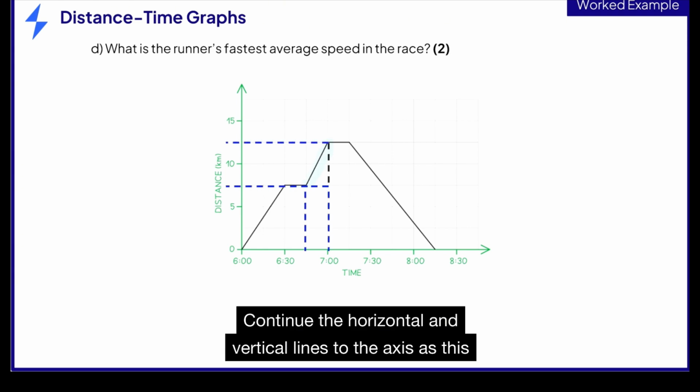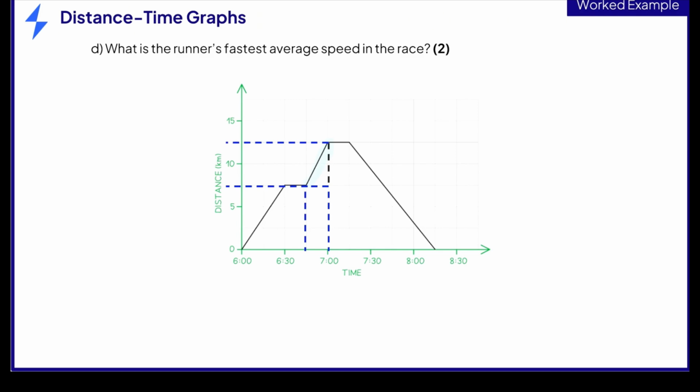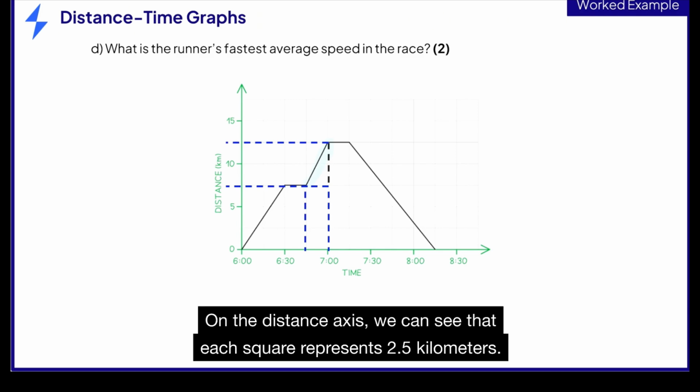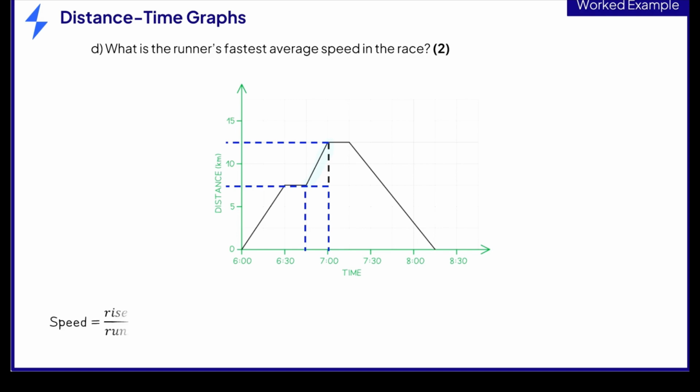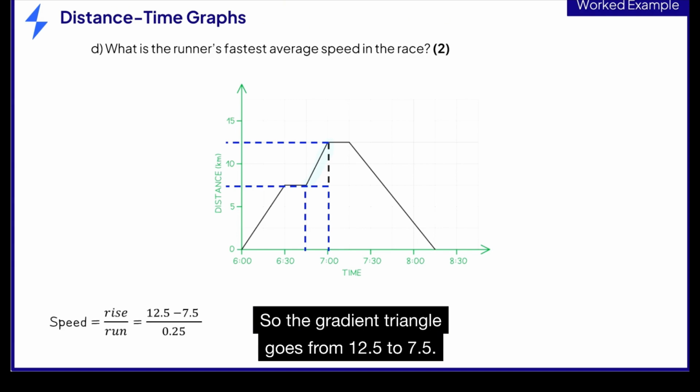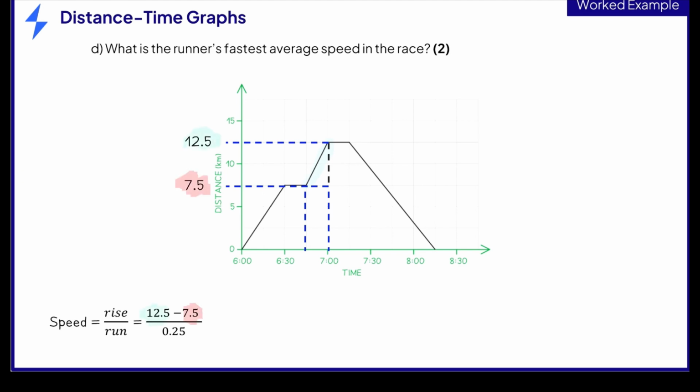Continue the horizontal and vertical lines to the axis, as this makes it easier to read the scale. On the distance axis, we can see that each square represents 2.5 kilometers. So the gradient triangle goes from 12.5 to 7.5.